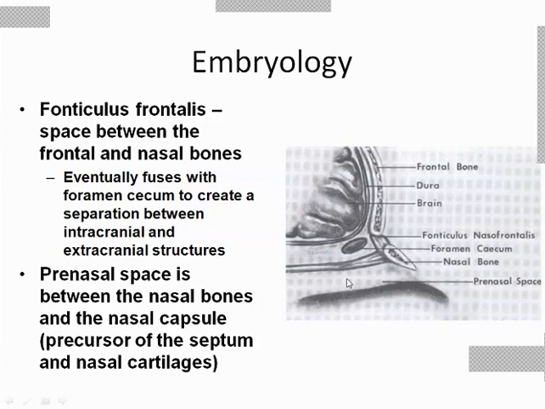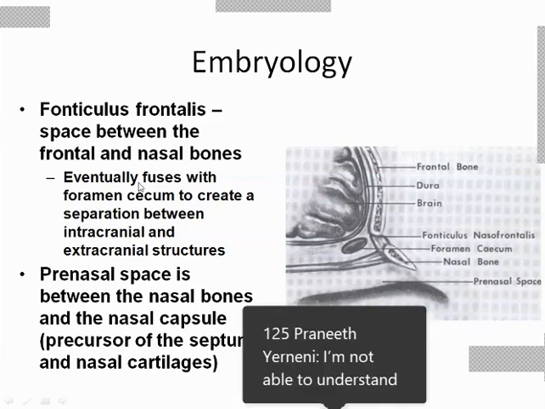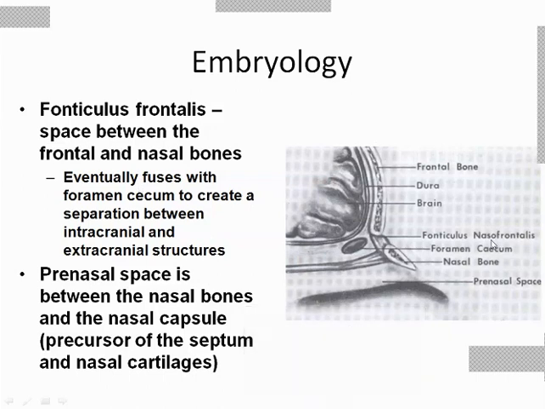So this is the meninges and the brain. It may come through the fonticulus nasofrontalis, or through the foramen cecum into the nasal cavity, and then through the prenasal space beyond the nasal cavity, or by the side of the septum into the nasal cavity also it will come. Okay.